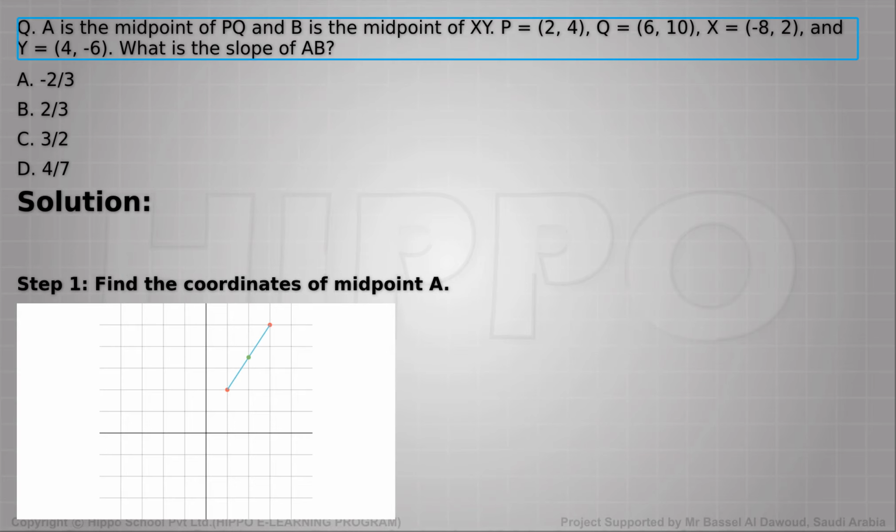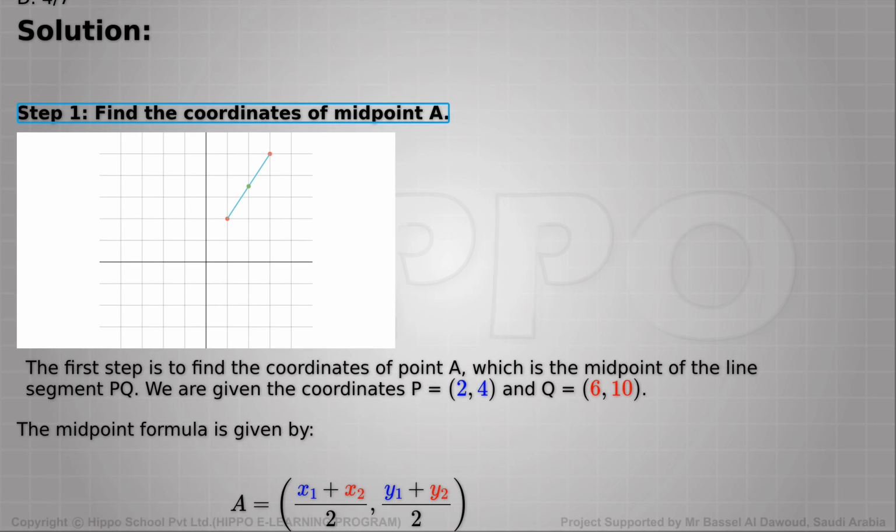Hi everyone! Let's dive into this coordinate geometry problem. This one is a multi-step question, but it's very manageable if we break it down. We're given 4 points, P, Q, X, and Y. We need to find the midpoint of PQ, which is A, and the midpoint of XY, which is B. The final goal is to find the slope of the line that connects these two midpoints, A and B. Let's get started with the first step.